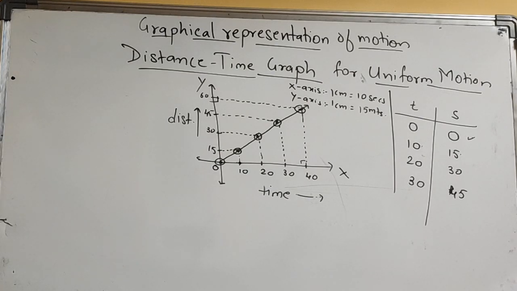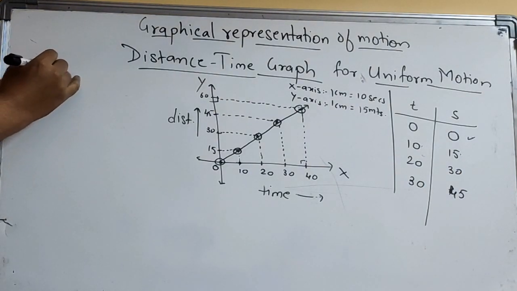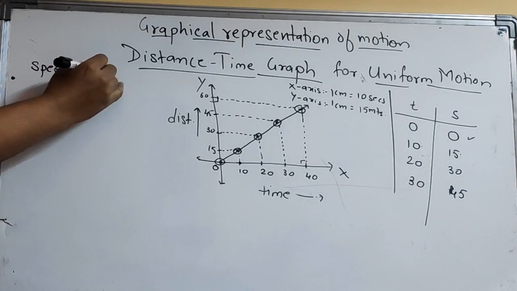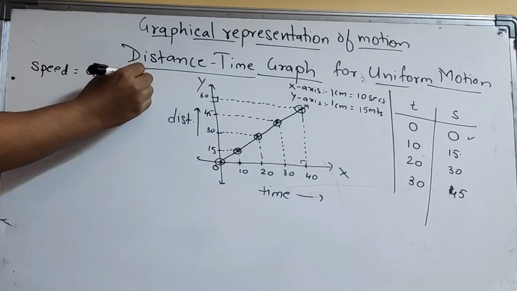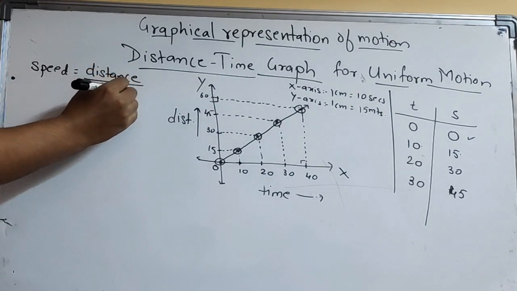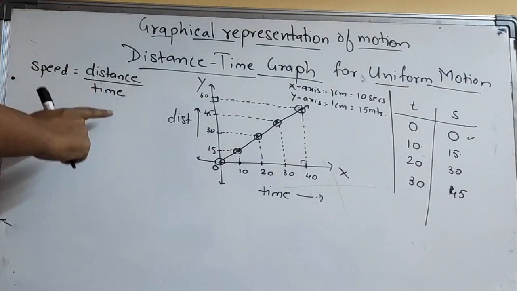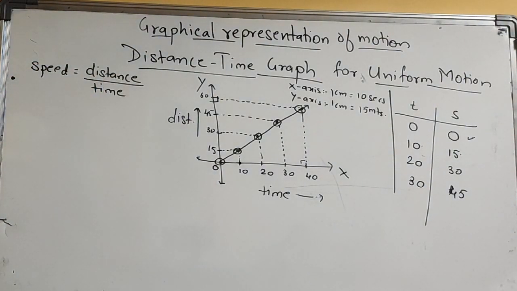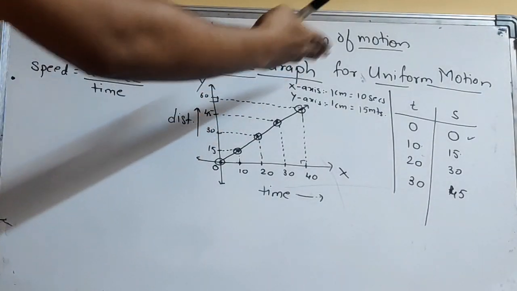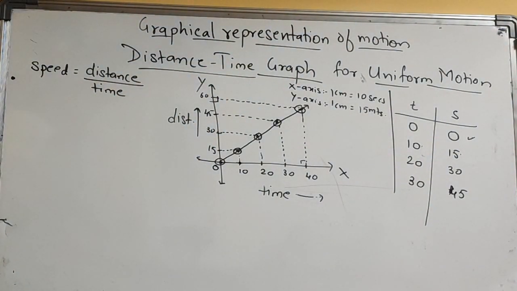Now, how can we get the speed of the object? Speed is distance covered upon time taken to cover the distance. Understood? This is the formula for speed. Speed is equal to distance upon time. Now, a straight line over here represents that the speed is constant. Why? Because the motion is uniform motion.